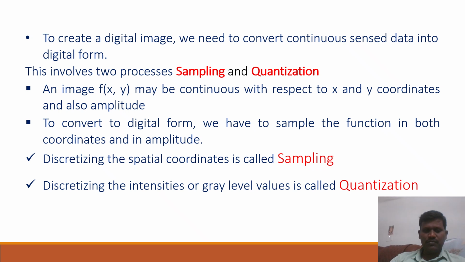The process of discretizing spatial coordinates, in short, we call sampling. The process of discretizing the intensity values or gray level values is called quantization. After passing through these two steps, the continuous image is converted into a digital image.